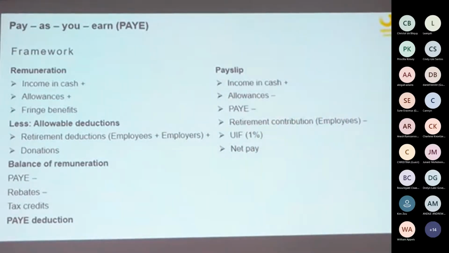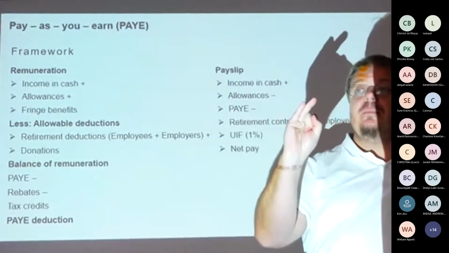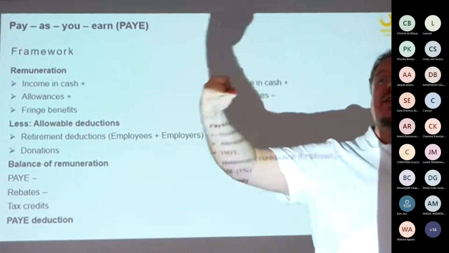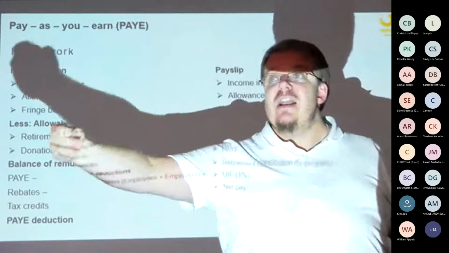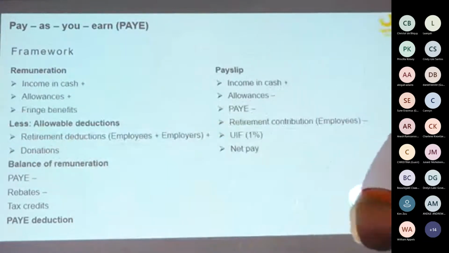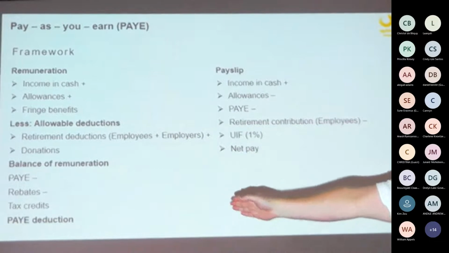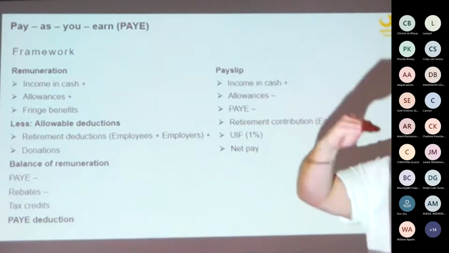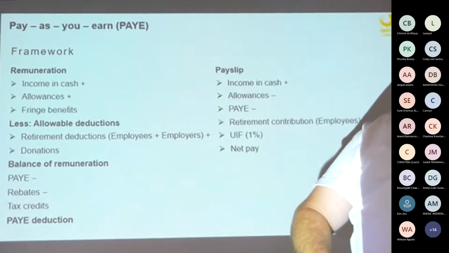Okay. So yeah, primary rebate, everybody. Secondary rebate, 65 and older. Tertiary rebate, 75 and older. That means there is a threshold before you pay tax. I'm going to get to that threshold and show you. That means up to a certain stage, you don't pay tax at all.